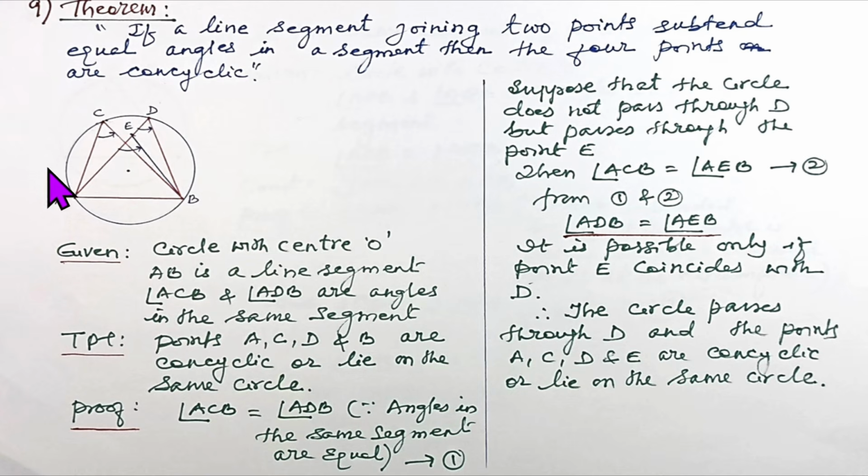It means that the circle is actually not passing through E, it is passing through D only, and therefore it is possible only if the point E coincides with D. Therefore the circle passes through the point D, and the points A, C, D and B are concyclic or lie on the same circle. So that is how we prove it, by taking a contradiction and then proving that what is assumed is wrong and what is not assumed is correct. So this is the method of solving the theorem. So try to understand these theorems. Let us proceed further with the other aspects of the study of circles.